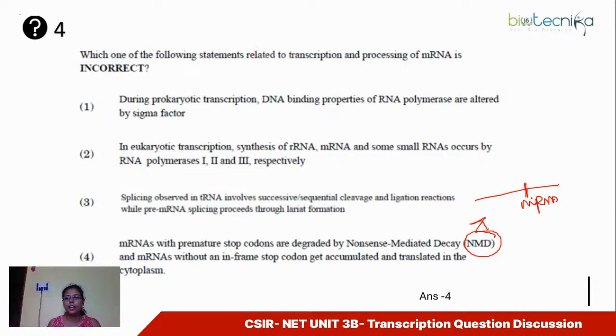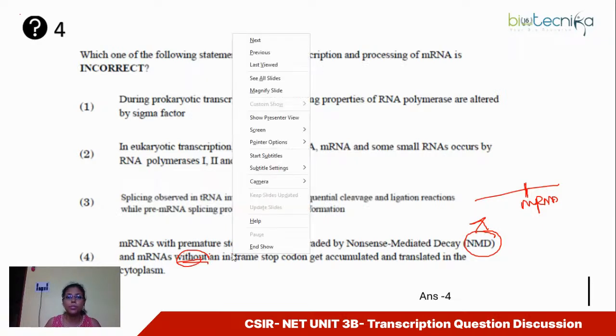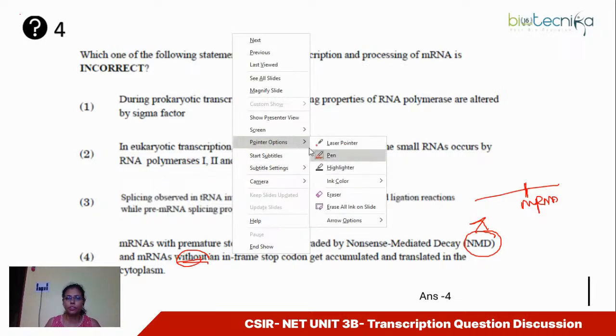So these NMDs are the surveillance mechanisms, proteins which are checking if the mRNA is having any premature codon or not, but it doesn't tamper with the in-frame stop codon. It doesn't do anything to the in-frame stop codon. The in-frame stop codon is there. So there is no question of having mRNA without an in-frame stop codon. This is wrong. You are going to get the in-frame stop codon. Only the premature stop codons will be removed.